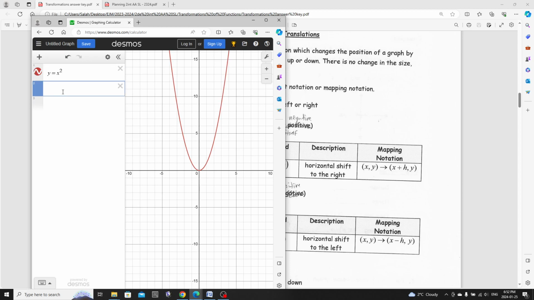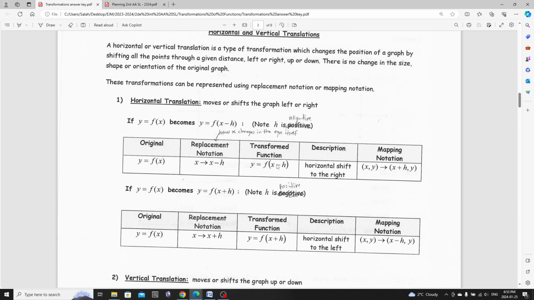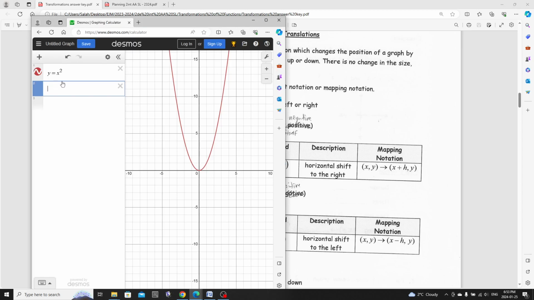to think, okay, so I actually have to replace the x in my equation with x minus the number of units that we shift. That was 3 to the right. So I have to replace x with x minus 3. Okay, so that's what I'm going to do. I'm replacing x with x minus 3. So I'm going to say y equals, I'm going to open a bracket. I'm going to say x minus 3, and then that squared.